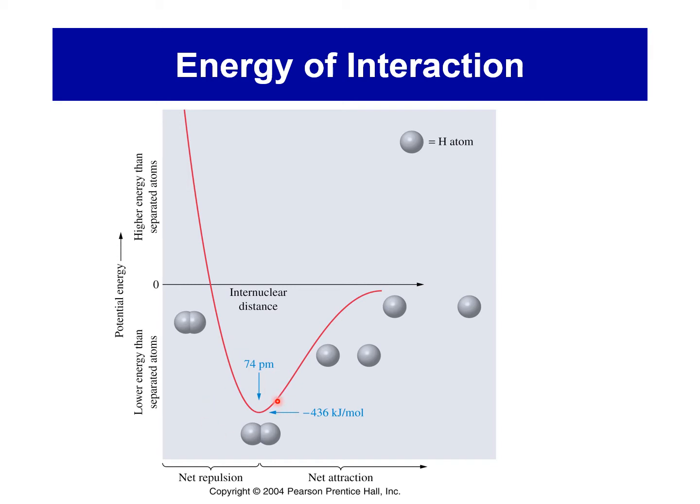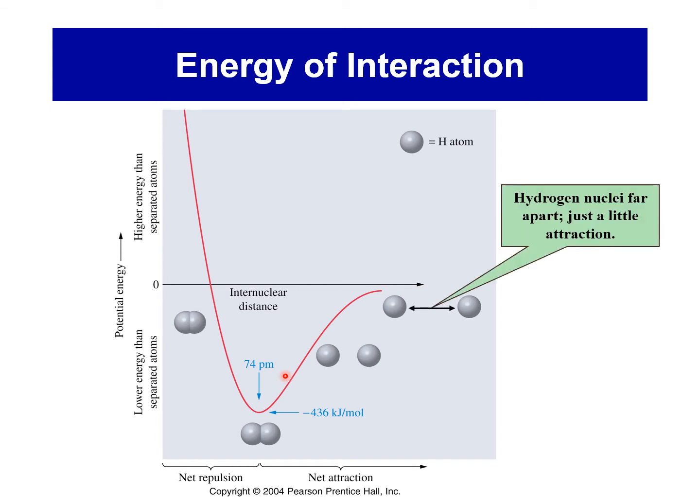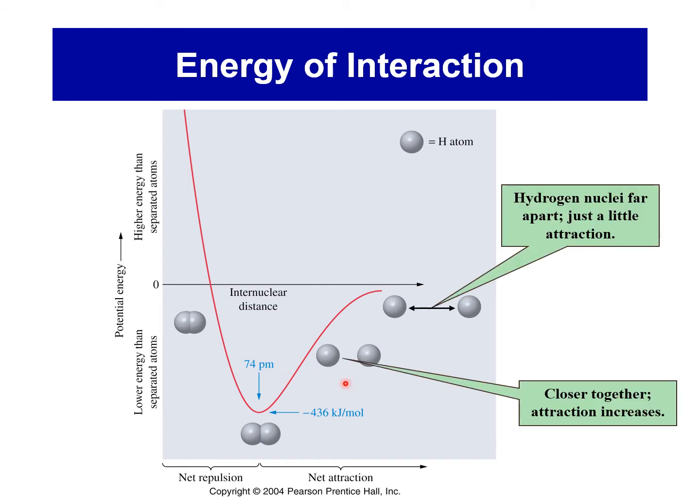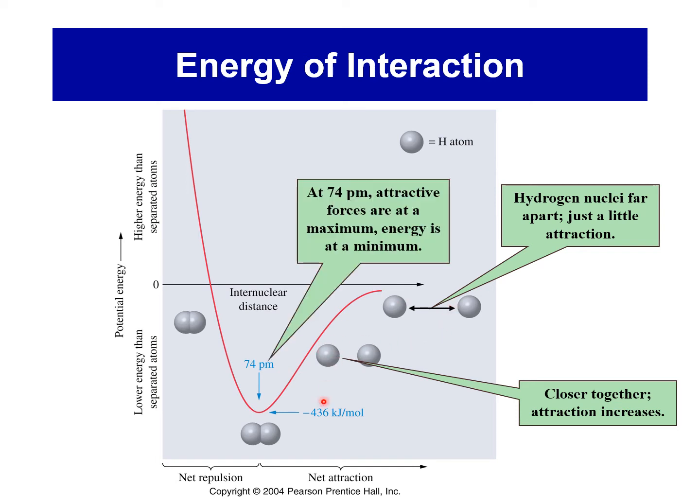it turns out you reach a Goldilocks best in the middle. At 74 picometers away, the nuclei don't repel each other too much, and yet they're close enough that the attraction between the protons and electrons is maximized. Again, too far out here, as they come closer, the electrons start to attract more to the opposing proton. You reach that minimum of energy at 74 picometers, and if you get any closer than that, the repulsion takes over.